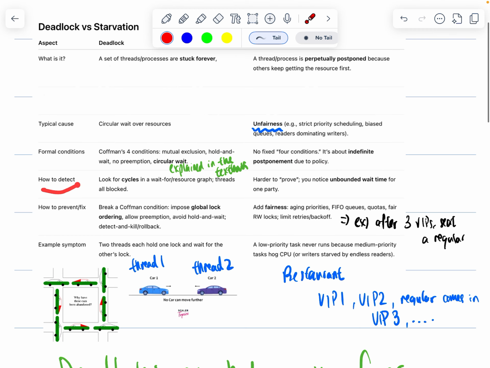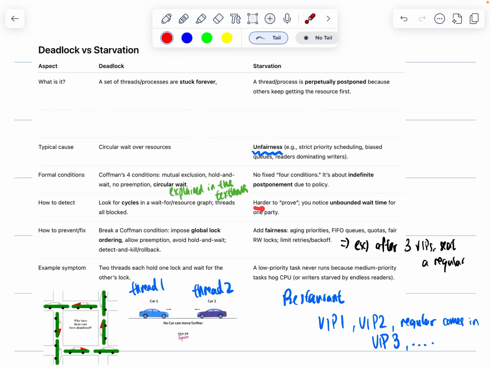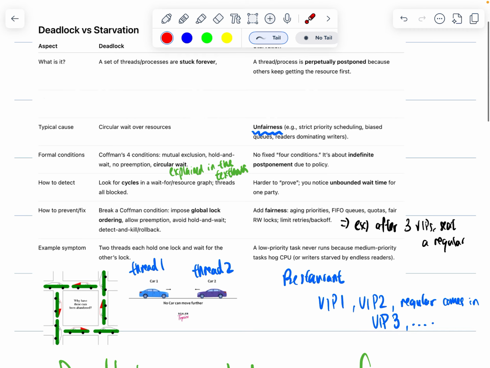So how do we detect a deadlock? We look for cycles in a wait-for resource graph. If you look at the textbook, it explains how the wait-for resource graph is constructed, and basically threads are all blocked. In starvation, it's harder to prove because you just notice unbounded wait time for one party. Usually the scheduler prioritizes other processes or threads, while one of them gets abandoned or neglected. So we have to just watch out for the neglected one.